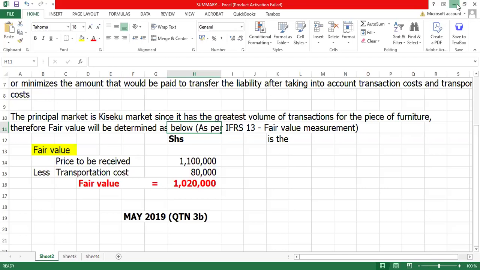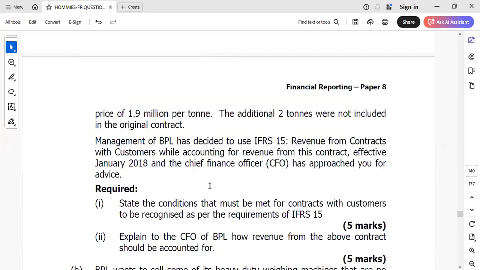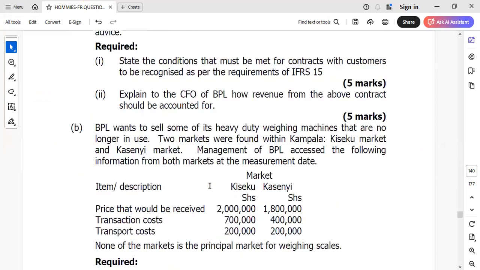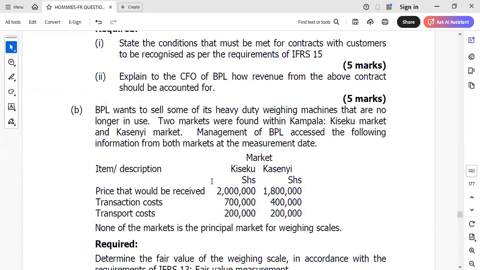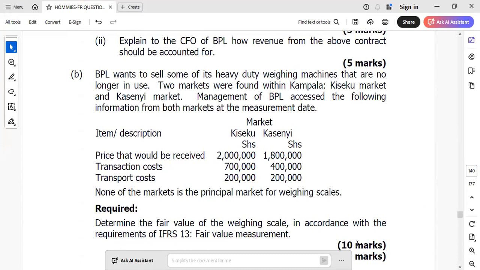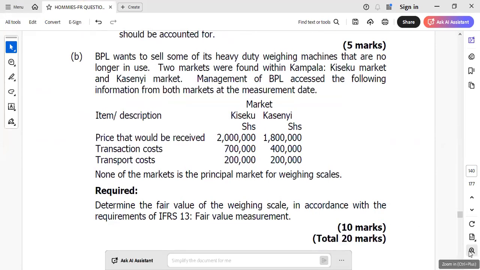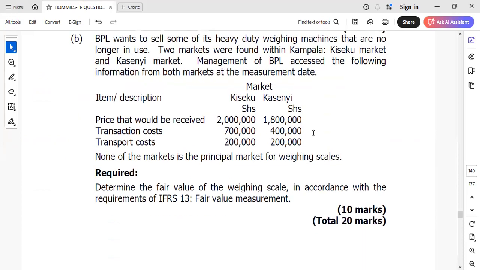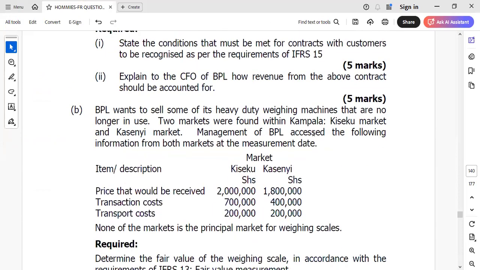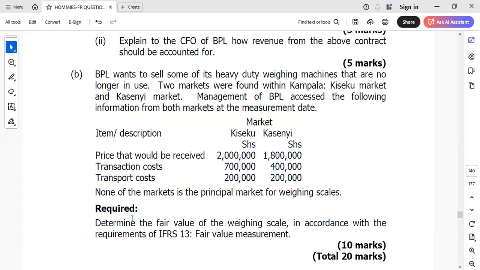Okay, May 2019. It's here. May 2019, question 3. Okay, it's here. You have 10 marks. Part B. They are telling us to determine the fair value of the weighing scale in accordance with the requirements of IFRS 13, that is fair value measurement. Okay.